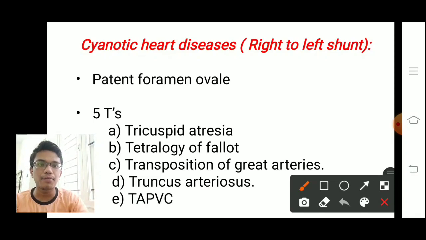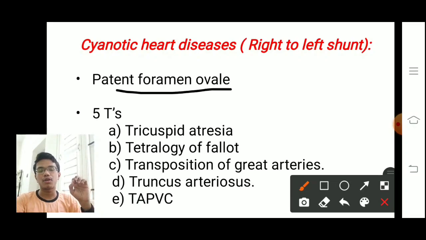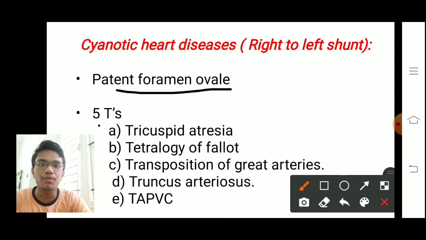Okay, so what are the conditions that are present in case of cyanotic heart disease? There is patent foramen ovale. It's one of the most important conditions we should not forget, and it is the cause of interatrial septal defect. There will be an interatrial septal defect, which causes the blood to flow from the right atrium to the left atrium. And for the remaining, you have to remember the 5 T's.